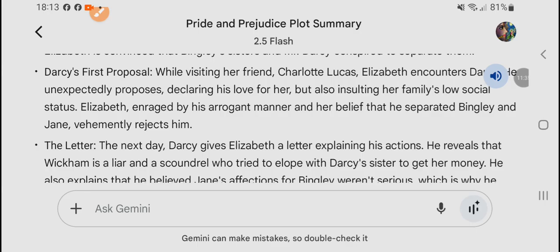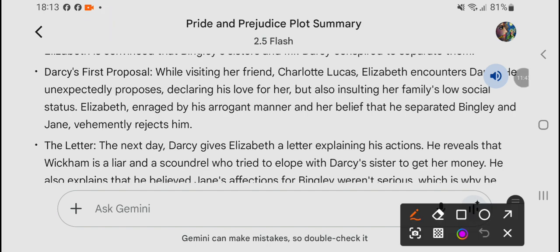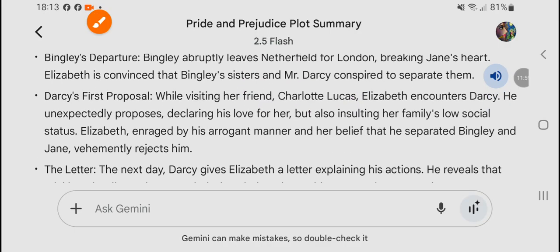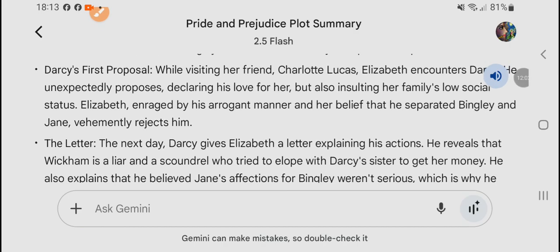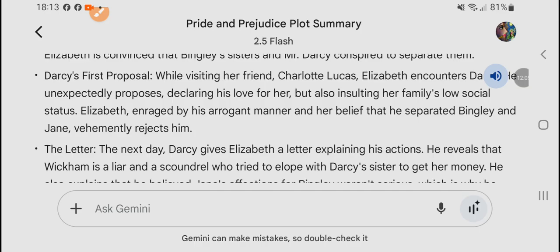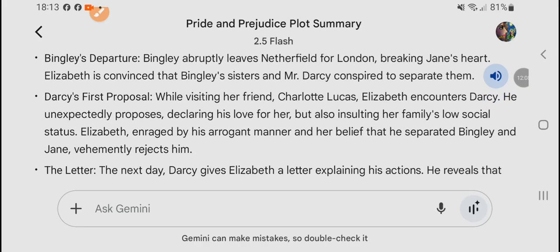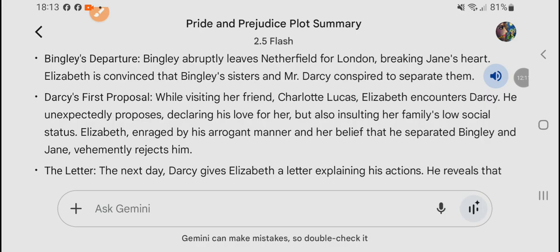Now, next is Darcy's first proposal. While visiting her friend Charlotte Lucas, so what happened in the meanwhile? Elizabeth goes to Charlotte Lucas, her very good friend. So she visits Charlotte's home, where she encounters Mr. Fitzwilliam Darcy. He unexpectedly proposes, and here Darcy realized his love for Elizabeth. So all of a sudden, he proposed.